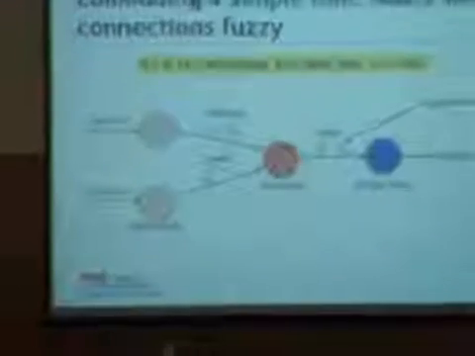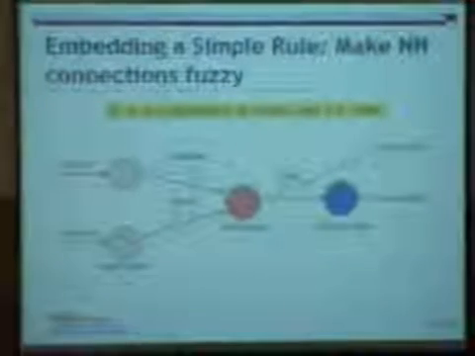So before I introduce the model, I'd just like to show you how we take a fuzzy rule and embed it in the form of a network. So consider the fuzzy rule: if x1 is medium and x2 is small, then y is large.